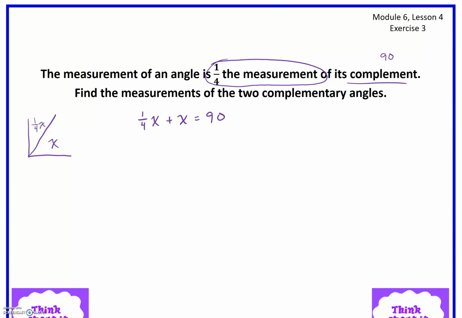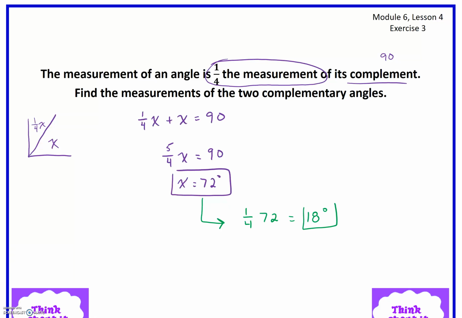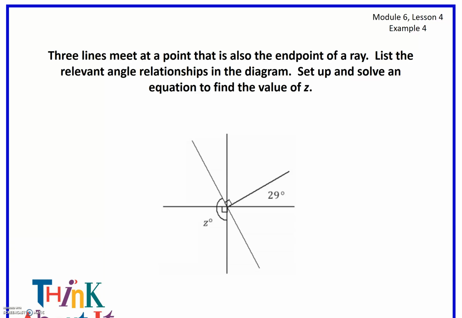We have a total of 5/4 x, which is really just 1 and 1/4 x. Divide both sides by 5/4. x equals 72 degrees. That's step 1. Step 2 is to then determine the next angle, which is 1/4 of 72, and in this case is 18 degrees. Alright, rewatch those last two videos if you need any help with those types of problems without diagrams. Let's move on.